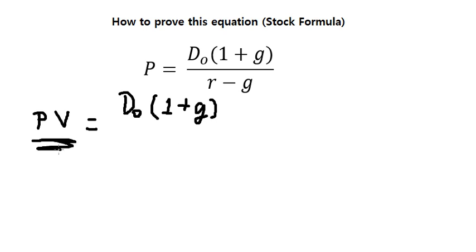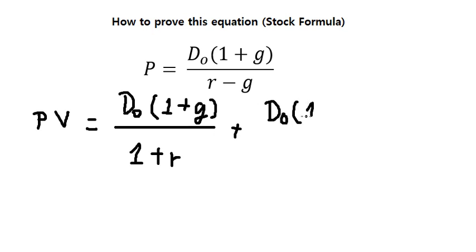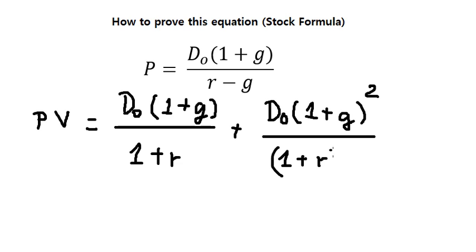However, we want to find the present value, so we need to divide the first year by 1 plus r. Now the second year, it will grow again, so we have 1 plus g to the power of 2. That is the growth rate for year number 2, and to find the present value of the stock in the current time, we need to divide by 1 plus r to the power of 2.